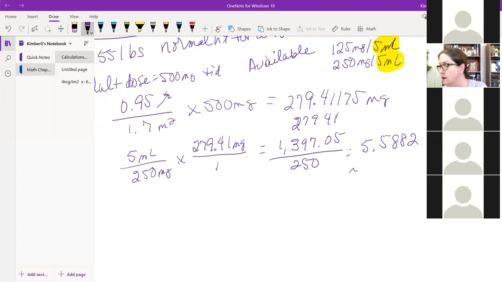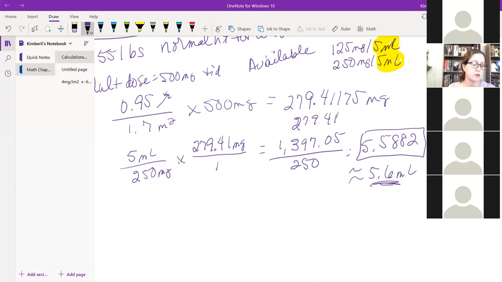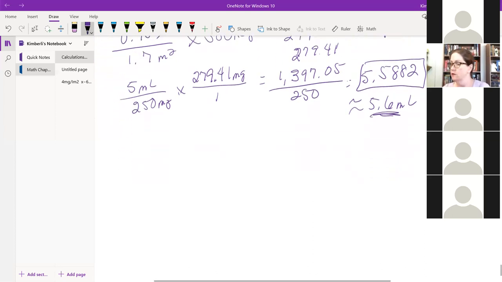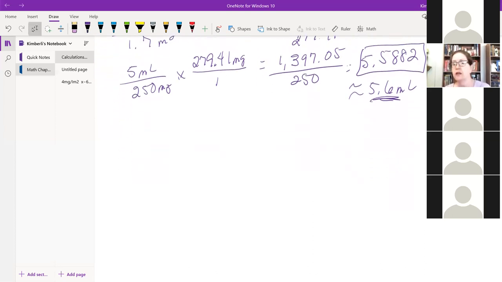So let's call this 5.6 milliliters, because that's about as close as you're going to be able to draw that, okay? Now, in the hospital, they may actually hand us a label that says 5.59 milliliters, or if I'm making an IV, they could hand me something that says 5.5882. But in reality, this is about as close as I'm actually going to get that syringe to. I'm not going to be able to get it to this kind of accuracy. So 5.6 we'll go with. Okay, does that answer your question? Yes, thank you so much.